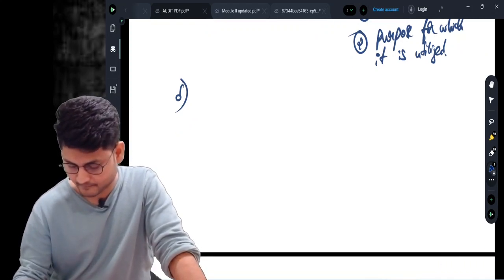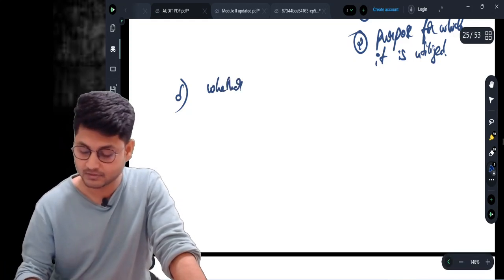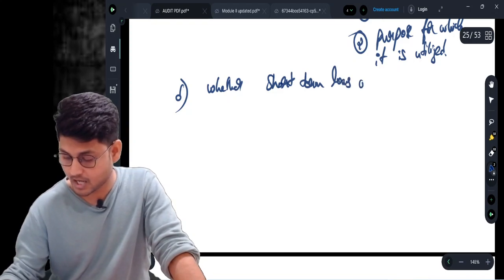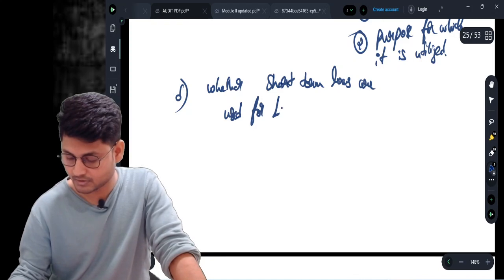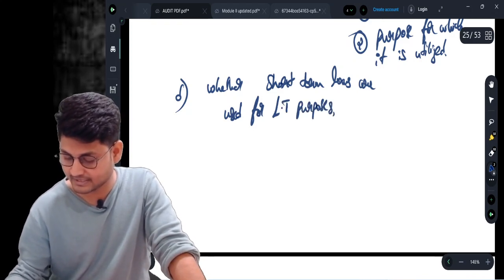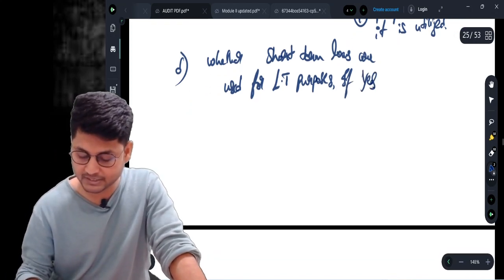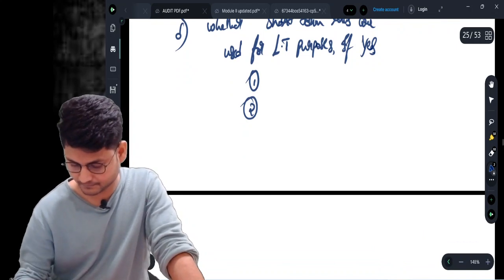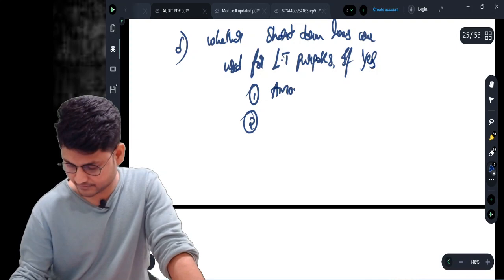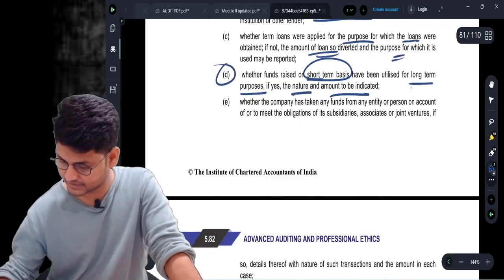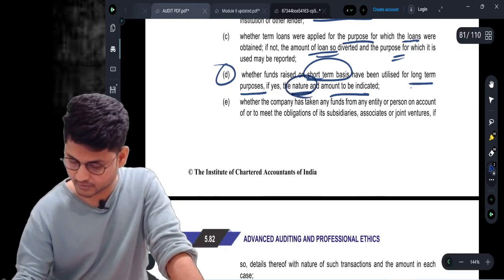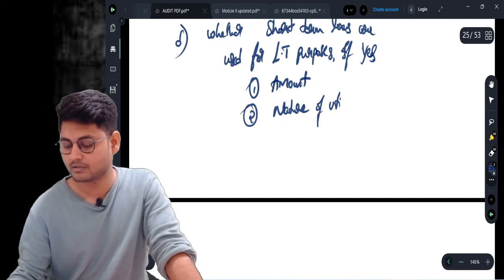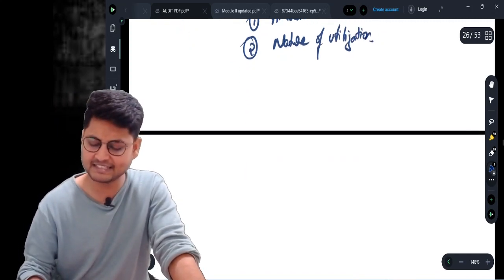Whether short term loans are used for long term purposes. If yes, then what we need to do? If yes, point number 1, point number 2: the amount used, and the nature of utilization. For what purpose? Again the same, the amount and nature of utilization. Okay, this is subclause number D. In detail I am writing everything.